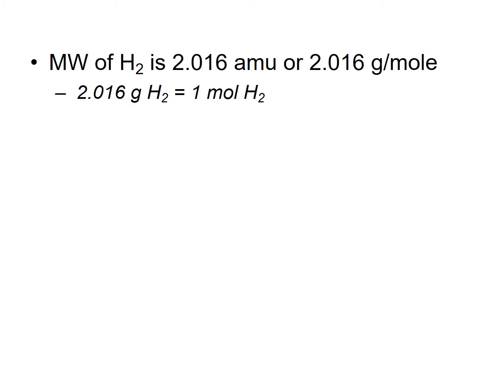So here are some examples. If we look in the periodic table at hydrogen and add two hydrogen atoms together, we get the mass of a hydrogen molecule, or so-called molecular weight, which is 2.016 atomic mass units. We can also interpret that as being 2.016 grams per mole. And we can write this: 2.016 grams of H2 is equal to 1 mole of H2. And you see, this is going to come up as a conversion factor later.